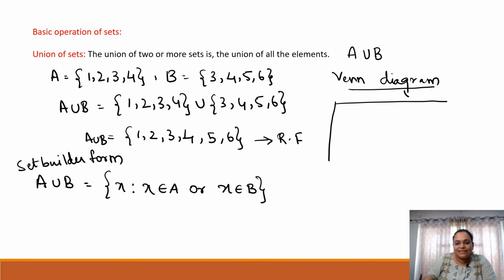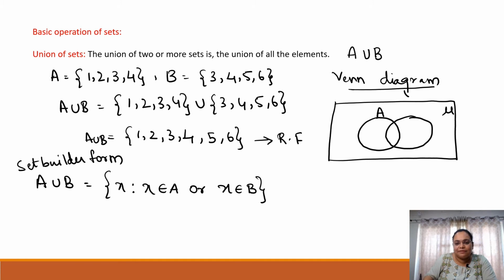This is your universal set. It is represented by a rectangular box, mu. This is your set A and this is set B. Set A and set B have common elements 3 and 4, so I am writing 3 and 4 as common elements. Apart from 3 and 4, A has 1 and 2, so I am writing 1 and 2 here. B has 5 and 6, right? So I am writing 5 and 6.